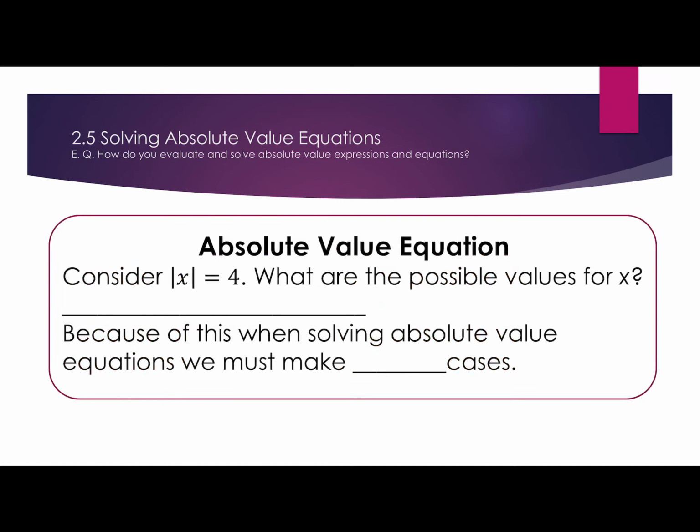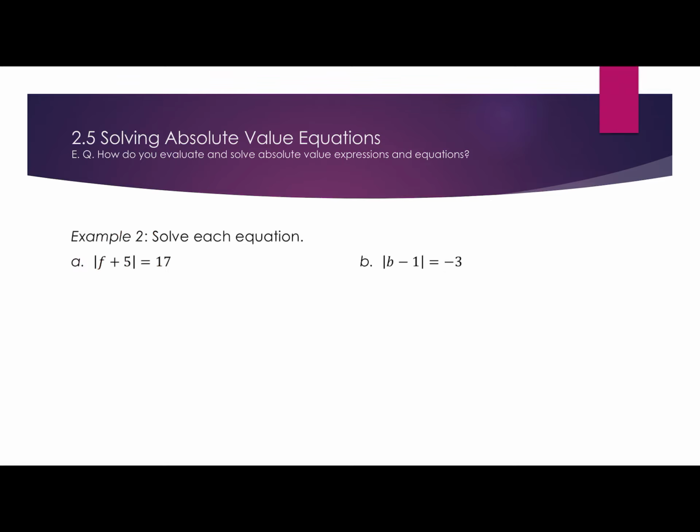Now let's think about the absolute value equation. So let's consider the absolute value of x is equal to 4. So let's think about values that could have been in there for x. So when we do that, we say, well, it could have been positive 4, or it also could have been negative 4. We're not really sure here. So because of this, when we're thinking about the solutions to the equations, we have to make two cases. Okay, so two cases to solve our equations.